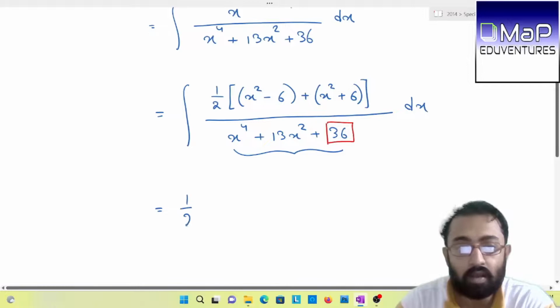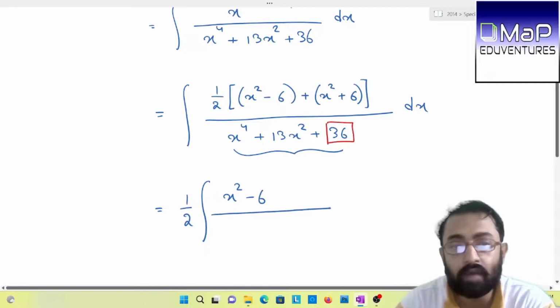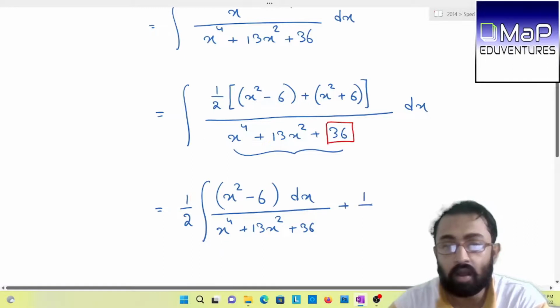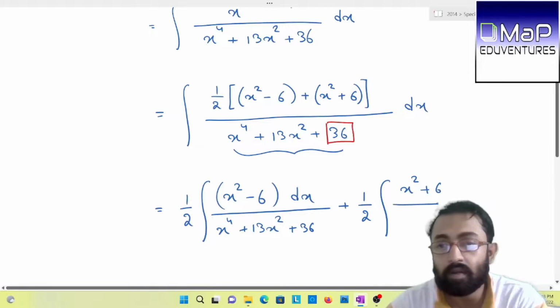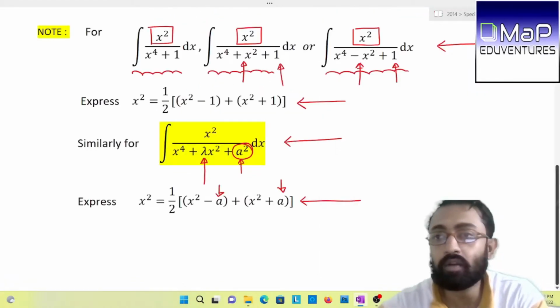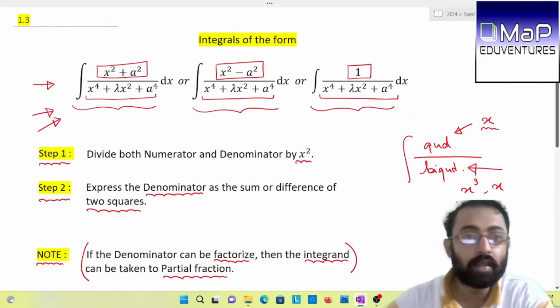Okay, so we will have half of integration (x² − 6) divided by (x⁴ + 13x² + 36) dx, and again half of integration (x² + 6) divided by (x⁴ + 13x² + 36) dx. Okay, now what? Now if you see here, we have actually converted it into the main form.